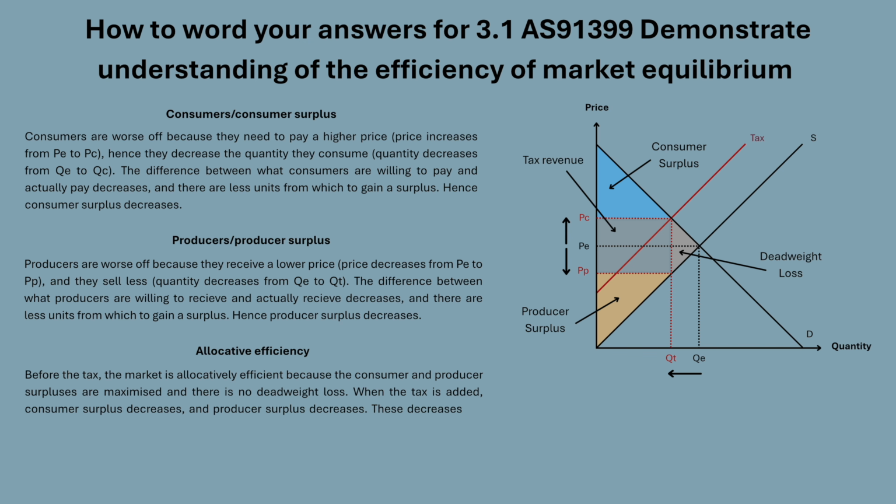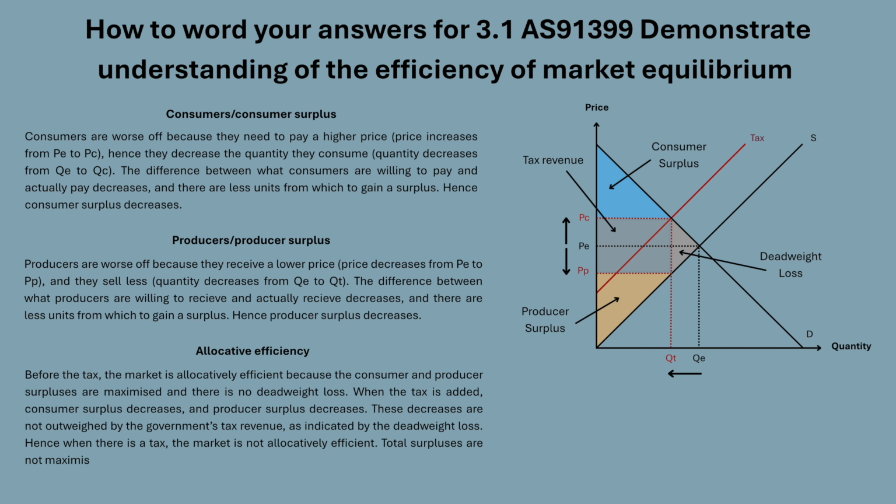When the tax is added though, consumer surplus decreases and producer surplus decreases also. These decreases though are not outweighed by the government's tax revenue as indicated by the deadweight loss. So yes, the decreases in surplus are partially outweighed by the tax revenue, but the decreases in both consumer and producer surplus is more overall than the increase in tax revenue, hence why there's some deadweight loss. So therefore, when there is a tax, the market is not allocatively efficient. Total surpluses are not maximised and there is a net welfare loss.